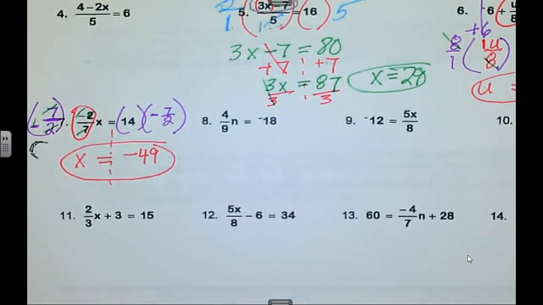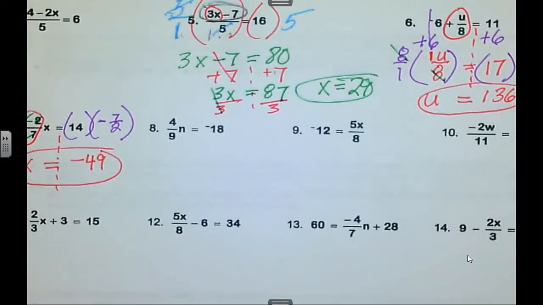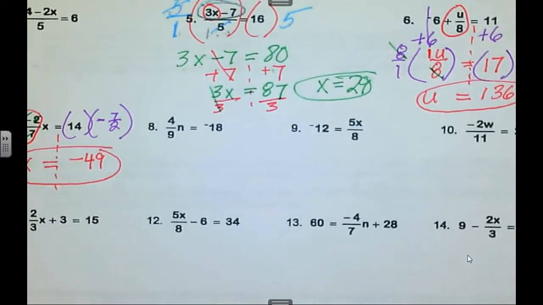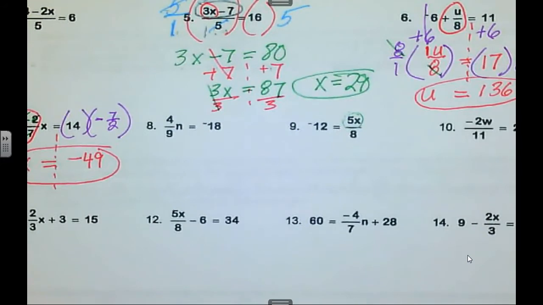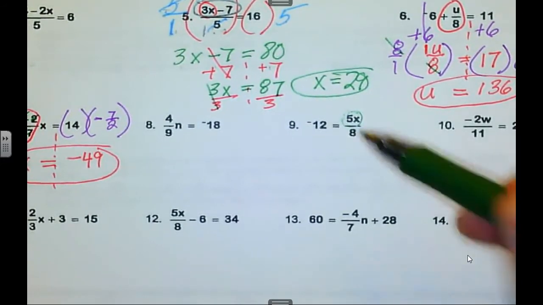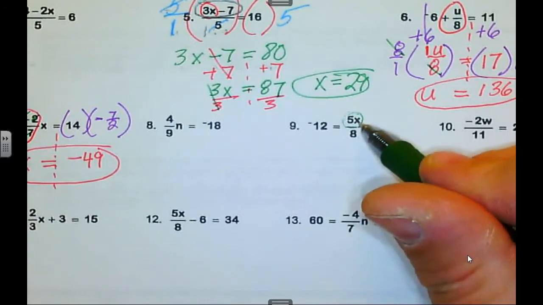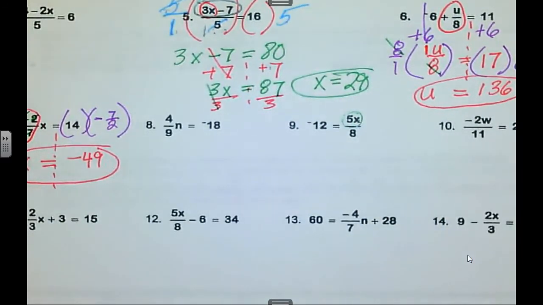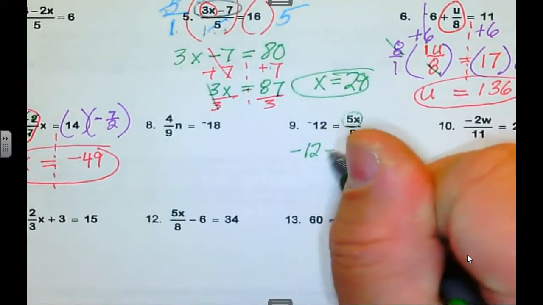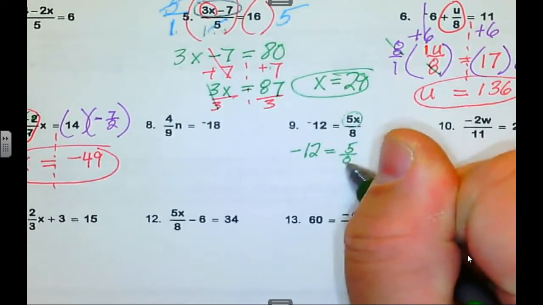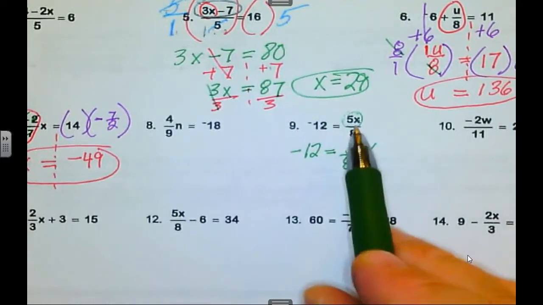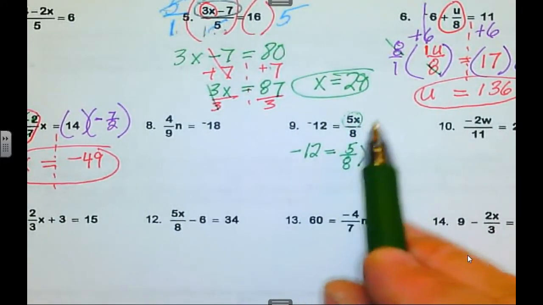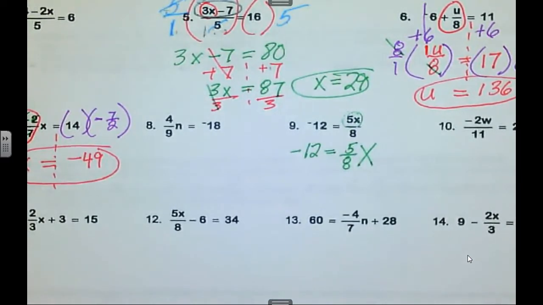How about number 9? Whenever I have x, just one term in my numerator, I got the coefficient 5. Since this is multiplication, I can actually think of this x as being outside of my numerator. In other words, negative 12 equals 5/8 times x. I can do that because that's the only term on there. If I had a plus 6 or something in the numerator, I wouldn't be able to do that.